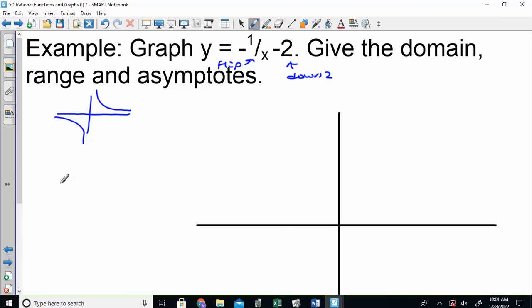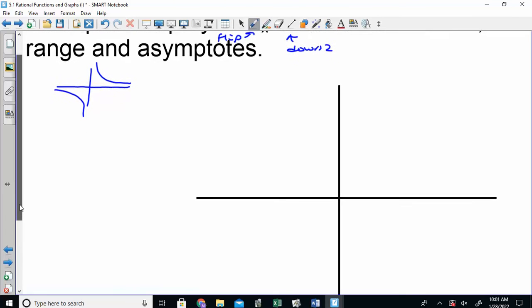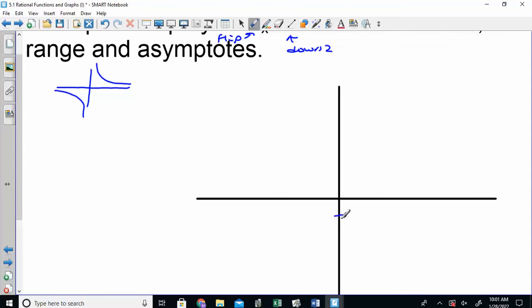So which asymptote gets moved? The y equals 1, the horizontal one. So it went down to... The only way the vertical asymptote moves is if you go left or right. We didn't, so my vertical is still on the axis.